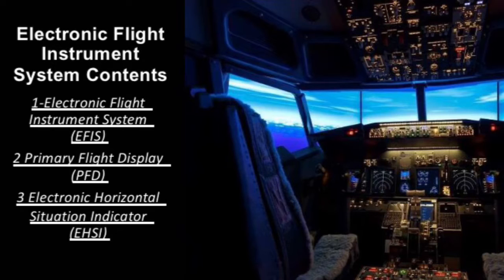Our presentation talks about the Electronic Flight Instrument System. We have three contents. The first one, EFIS, which means Electronic Flight Instrument System. The second one, PFD, which means Primary Flight Display. The last one, EHSI, which means Electronic Horizontal Situation Indicator.